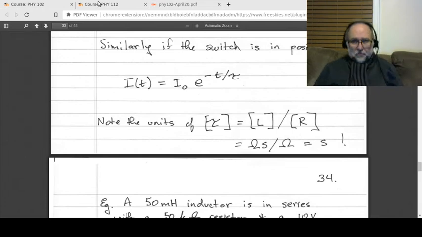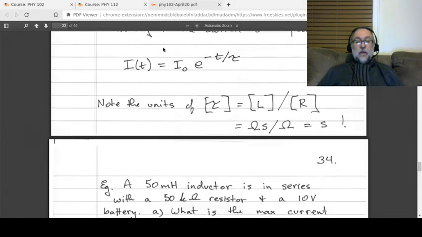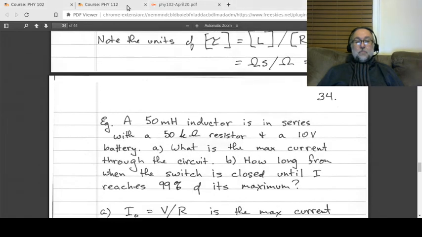Okay, so let's do a quick problem with this, and then we'll get to our last circuit, which is probably the most interesting circuit. It's the LC circuit. Okay, so we have a 50 millihenry inductor. That's a typical size, millihenries or microhenries. One Henry is quite a bit of inductance. You can make them, but that's a lot of inductance.